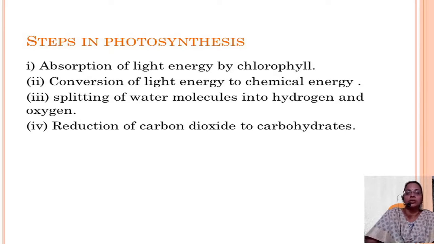The second one is called photophosphorylation. That means the light which is trapped by the chlorophyll will be utilized for converting the light energy into chemical energy, that is in the form of ATP. In the form of ATP only they will be converted.